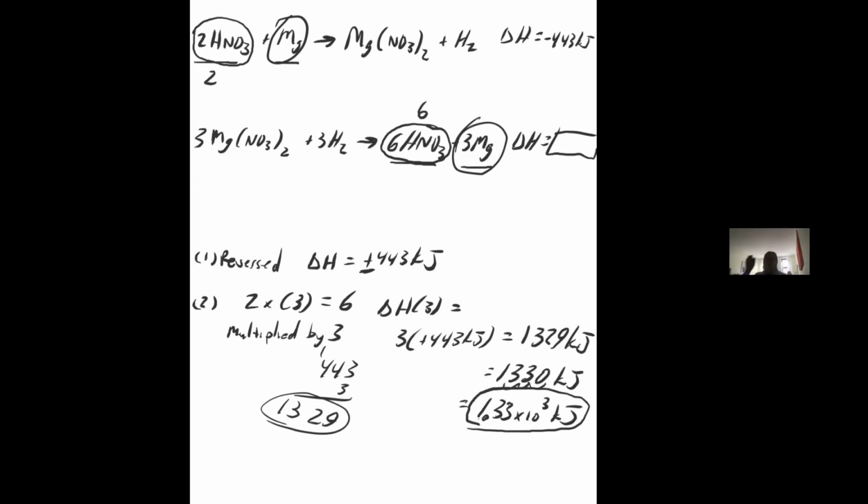So 2 changes. If they reverse the equation, change the sign. If they multiply the equation by some number, multiply delta H by that number. And if they do both, do both. Okay. I'm going to end it here because we're out of time.